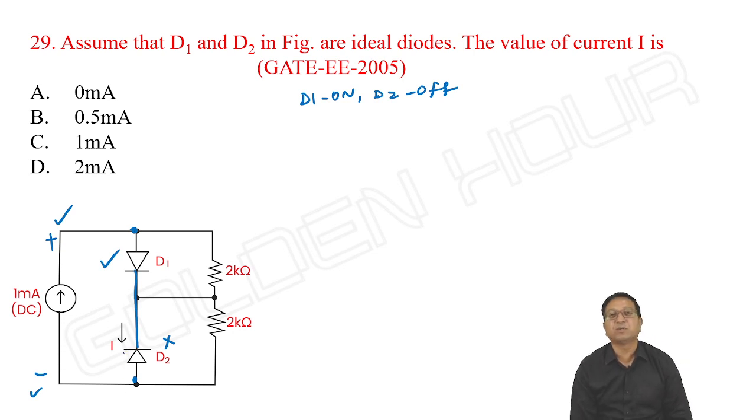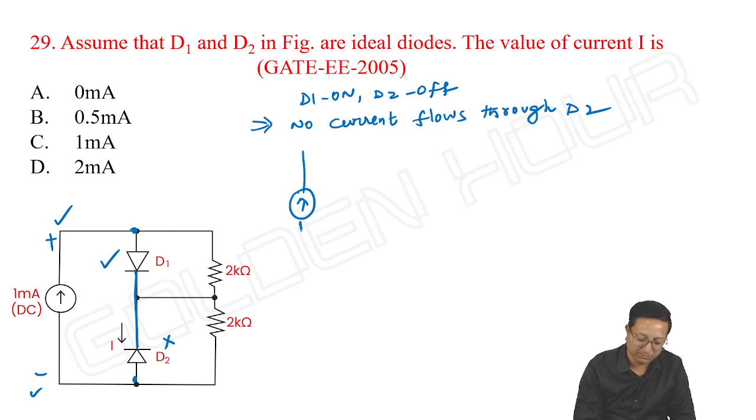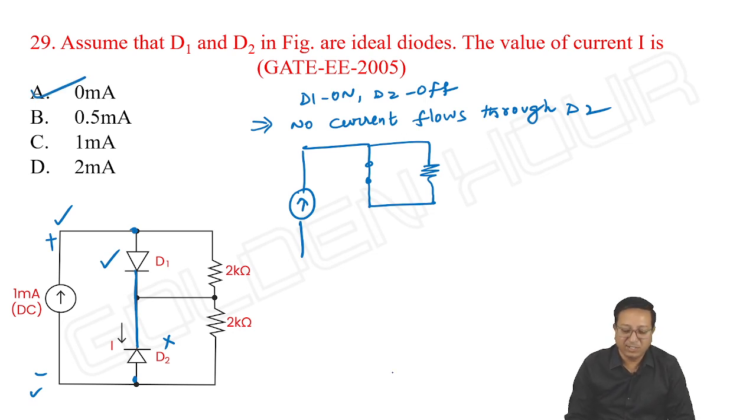So what about the current through D2? It is I, which is 0 milliampere. So no current flows through D2. D1 acts as a short circuit. Anyway, they asked for the current through D2. Our answer is A. Just out of curiosity, I'm continuing, nothing else.